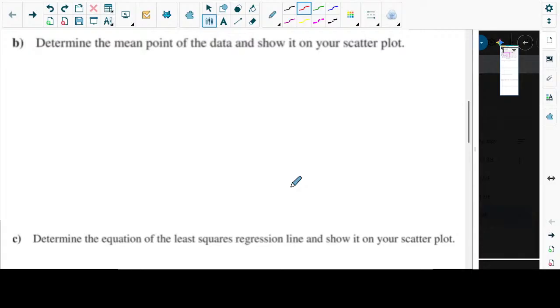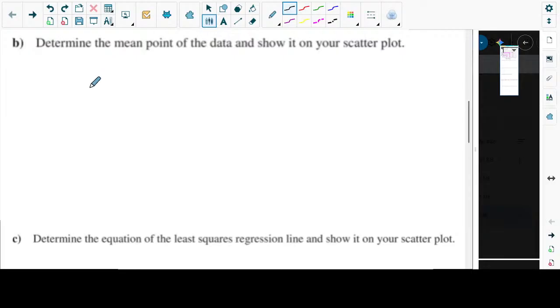Now let's move on to number 2. Question B says, determine the mean point of the data and show it in your scatter plot. This is something that learners forget, guys, because whatever they did in grade 10 or grade 11, they think they no longer need it. We still need it. There is this thing called the mean point. We need to know what our mean point is. Our mean point is a mean for X and a mean for Y.